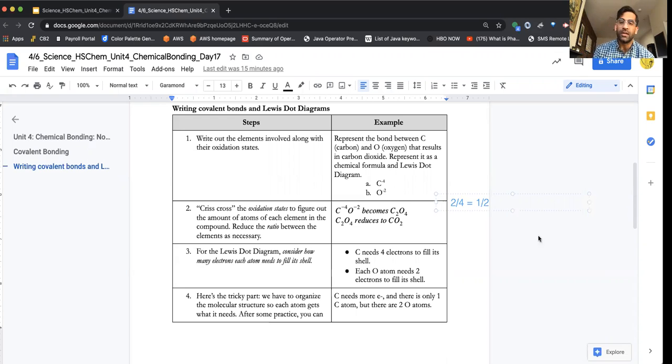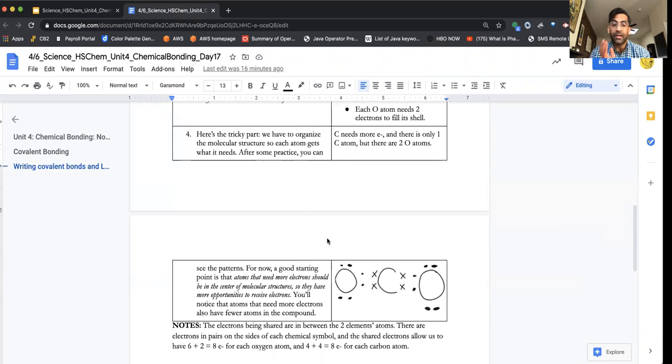All right. And so for the Lewis dot diagram, this is where it gets a little bit more complicated. Now we know, though, what the bond consists of. And we're just reminding ourselves, it's a good first step. Reminding ourselves that carbon needs 4 electrons to fill its shell, and each oxygen atom needs 2 electrons to fill its shell. Okay, and now I like to discuss the idea that the tricky part is that we need to organize the molecular structures so each atom gets what it needs.